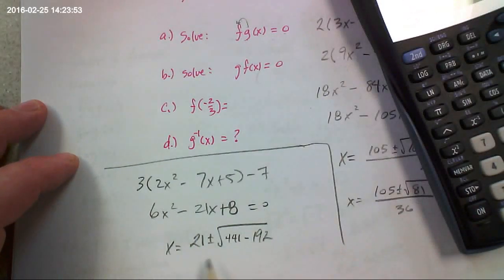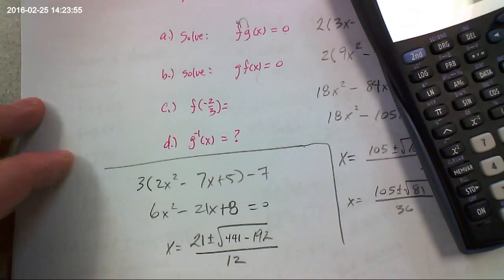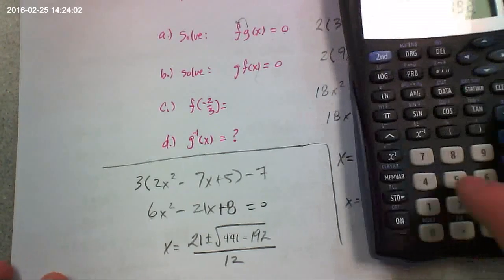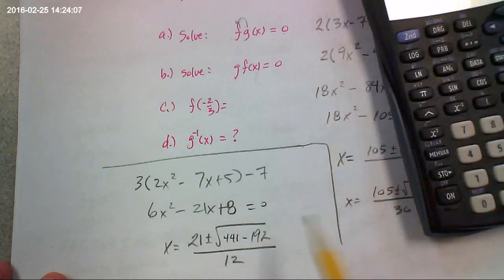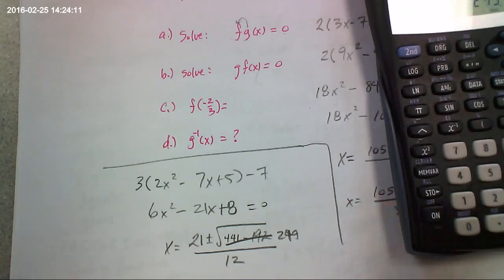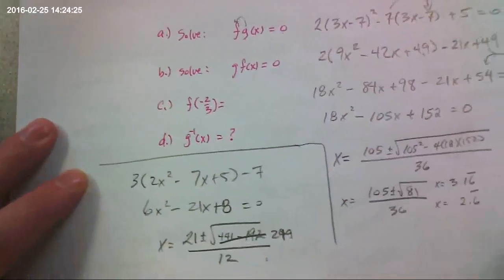192, divided by 12. Right? So 441 minus 192 is 249. So this whole thing right here is 249. So then you guys know how to do the calculator work, right? Like, if you got this far, you're probably going to be all right. Quadratic formula, you got to use it. You guys have seen me do it so much, it's just redonkulous.